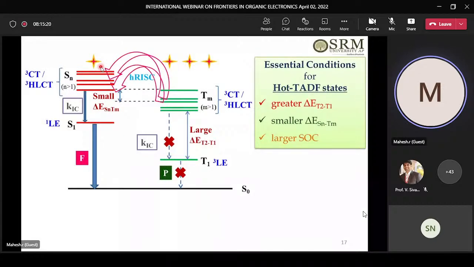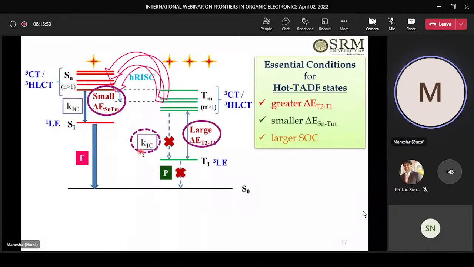So the overall conditions to have the hot exciton TADF mechanism are, first, it should have a large energy gap between the T2 and T1 states so that we can suppress the internal conversion. And we also should have a smaller energy gap between singlet and triplet states so that we can up convert the charges from the triplet states to the singlet states, not only from one channel. Here we have many channels.